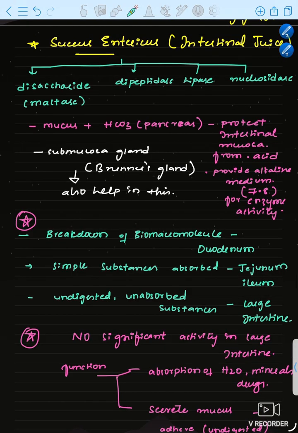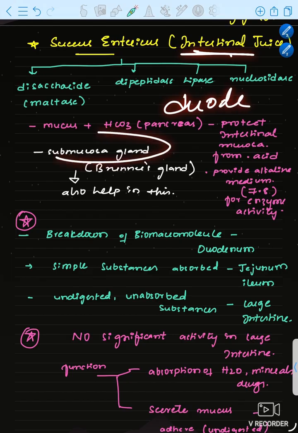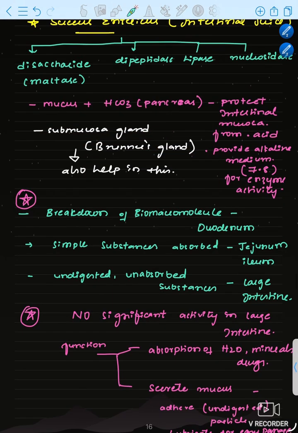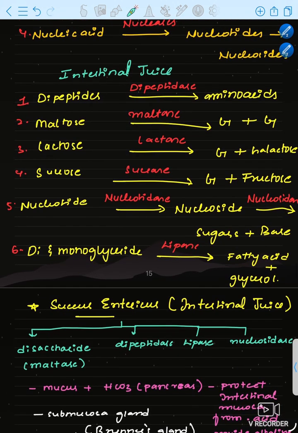Okay, submucosa, I already told this also. In the small intestine, in the duodenum, in the submucosa one gland will be there, that is Brunner's gland, which also helps in protection of the intestinal mucosa. Now let us discuss what breakdowns occur in the small intestine.